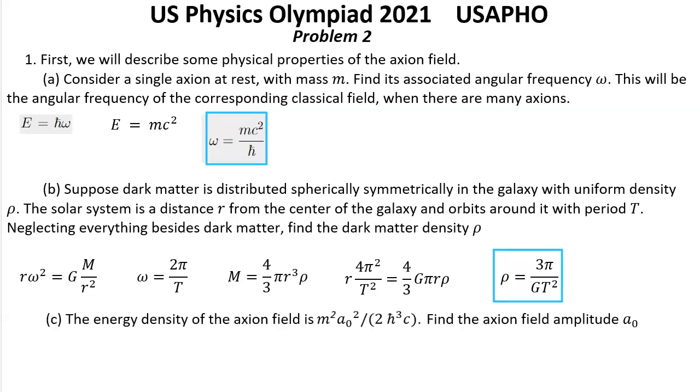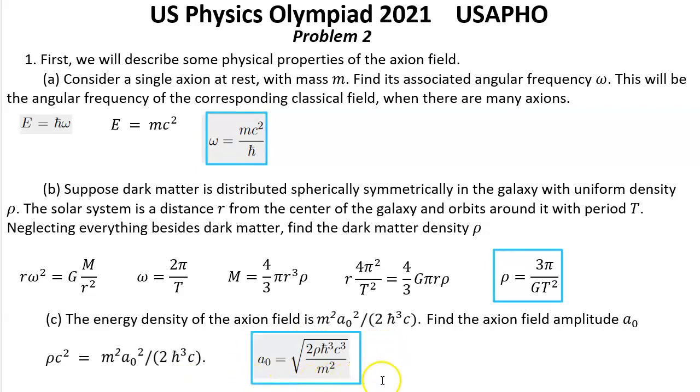Question C. The energy density of the axion field is this expression. Find the axion field amplitude A0. Solution. The dark matter density comes from the mass energy of the axion field. So we have ρ c squared equal this expression from the previous condition. From here we can find that A0 equal this square root, which is the answer for question C.